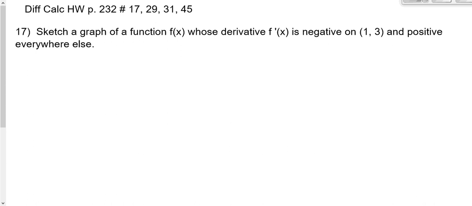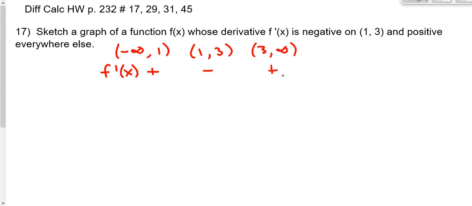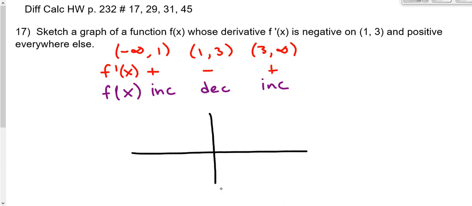Okay, so if it's positive everywhere else, that means we have the interval from negative infinity to 1 where the derivative is positive, and then the interval from 1 to 3 where the derivative is negative, and then the interval from 3 to infinity where the derivative is positive. Remember that if the derivative is positive, then the function is increasing. If the derivative is negative, the function is decreasing, and again, derivative positive, function increasing. So the function's going from increasing to decreasing to increasing. And the important points to keep in mind are x equals 1 and x equals 3.